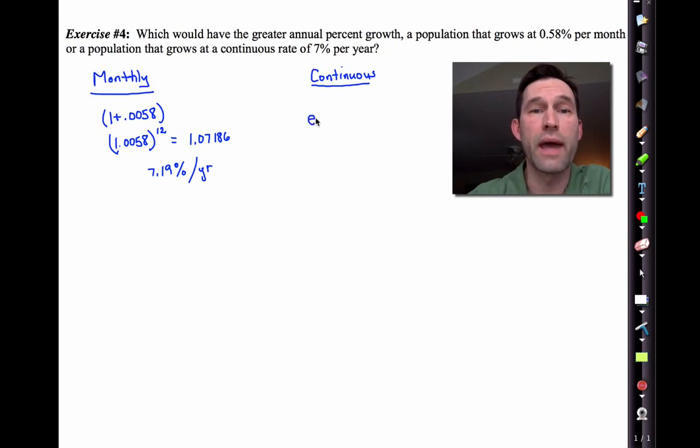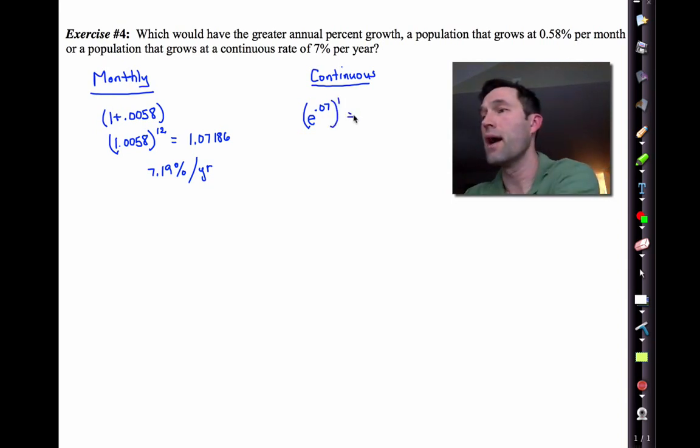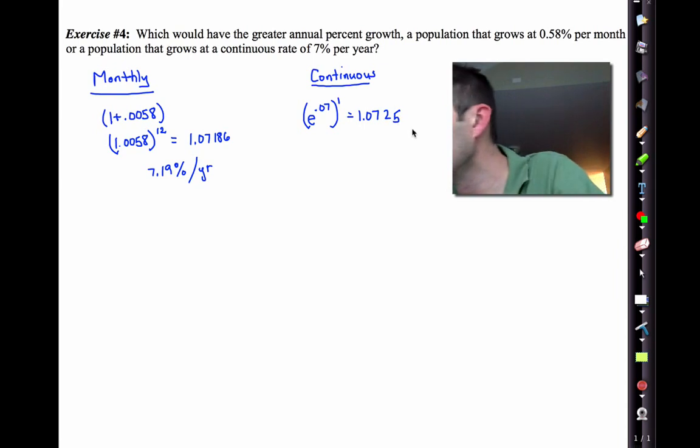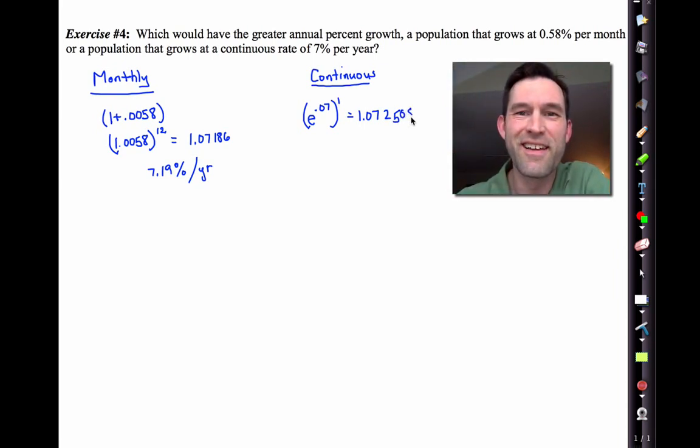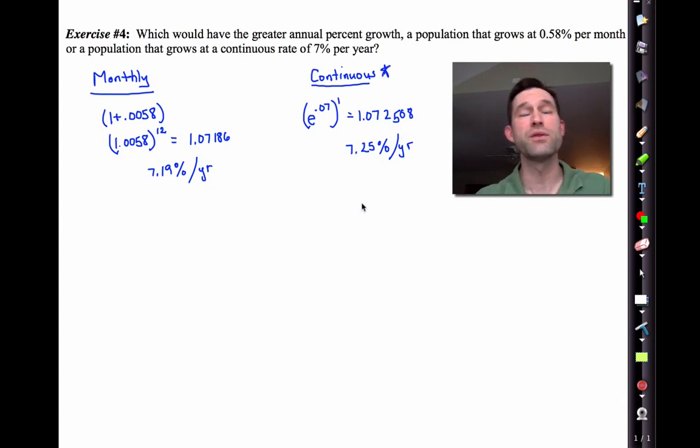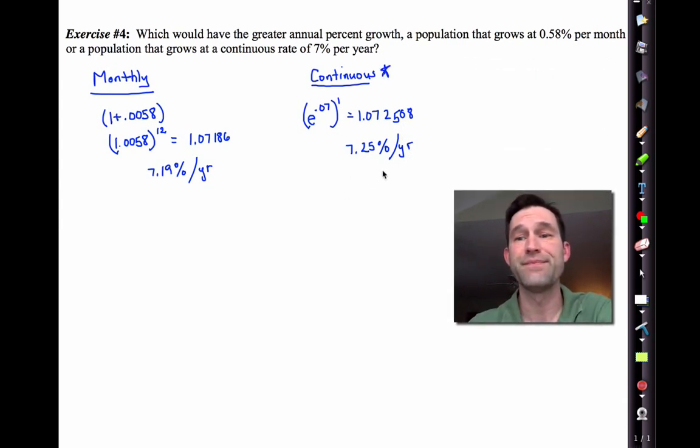What it's really growing at is e to the 0.07, right? That's what we get to multiply by every 1 year. So we work that out, and our answer is 1.07258, for a whopping 7.25% growth rate per year. And so the continuous wins, slightly higher, 7.25 versus 7.19.